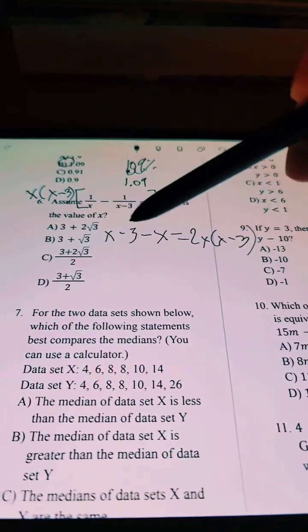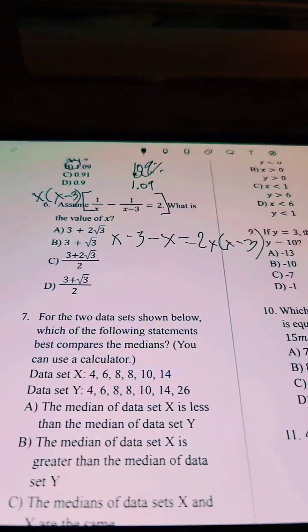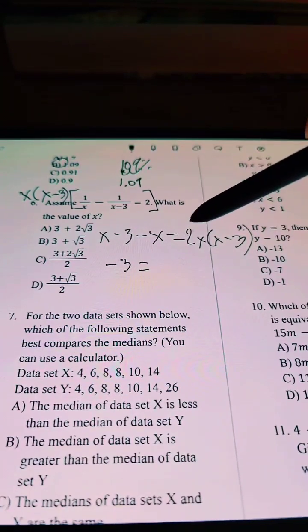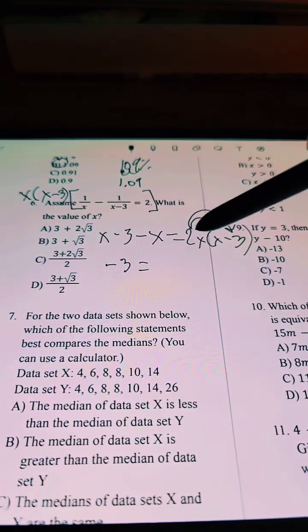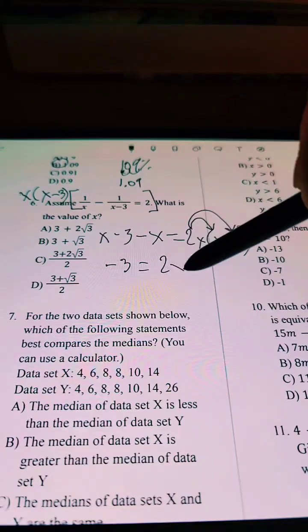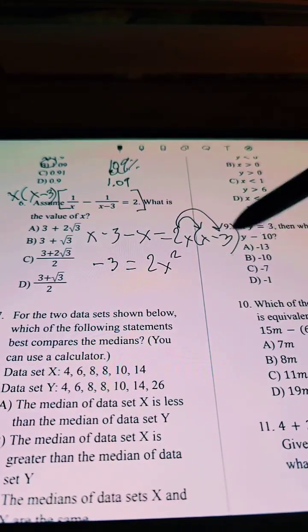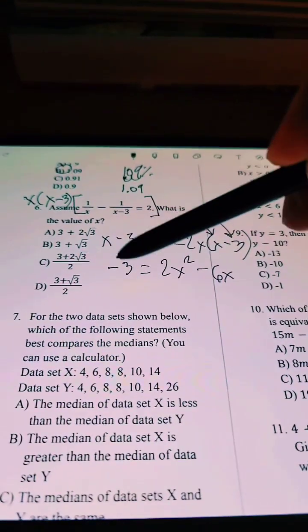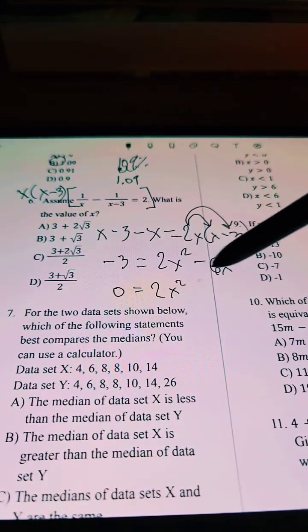So now we're going to combine our like terms over here. x minus x is just going to cancel out. So then we just have negative 3 is equal to, and then we're going to distribute the 2x to each of these terms inside the parentheses. 2x times x is going to be 2x squared. And then we're going to have 2x times negative 3, so that's going to be negative 6x. Now I'm going to add 3 to each side so that I have a quadratic equal to 0.